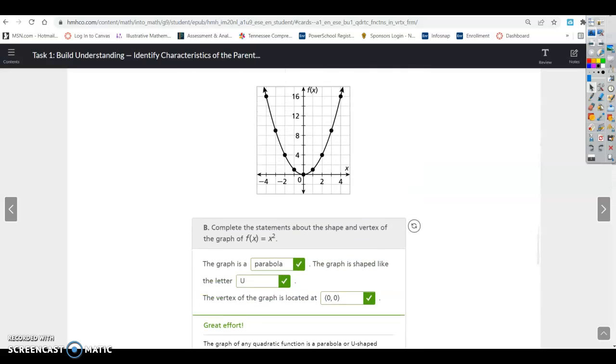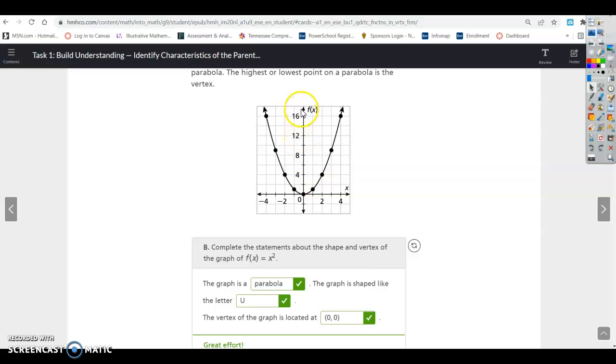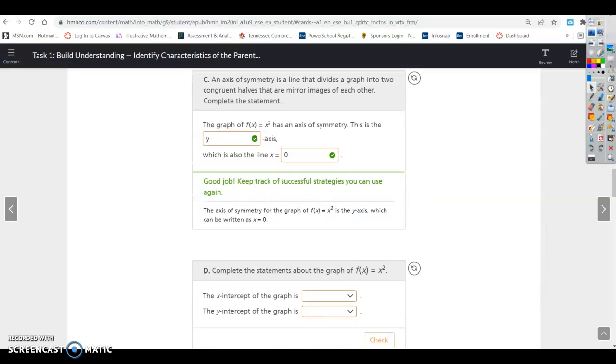Okay, remember the axis of symmetry. It's just this imaginary line. It goes right down through the vertex. It cuts the parabola in half. And it has two mirror images. So that's why it goes right along x. This is x is 0, so it goes x is 0, and it's right on the y-axis.